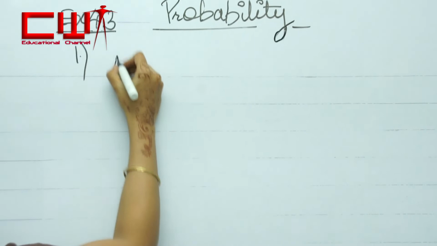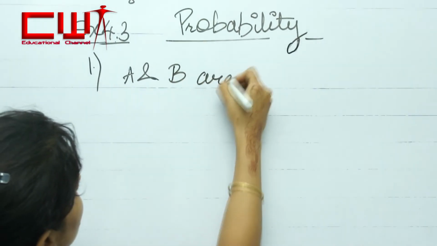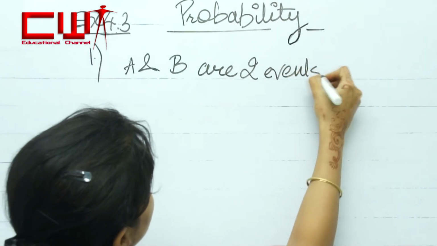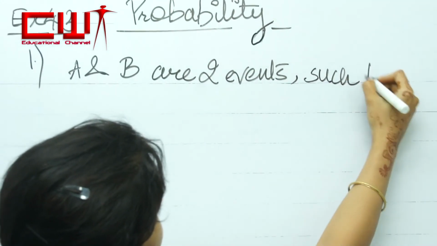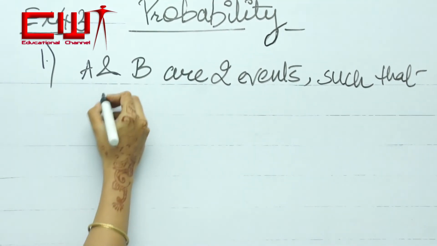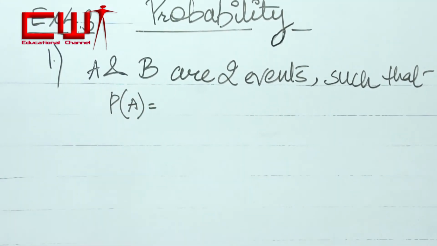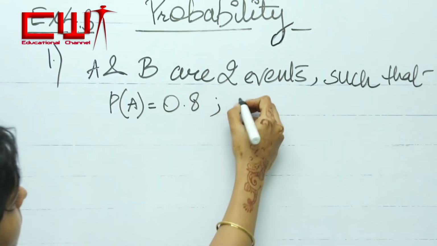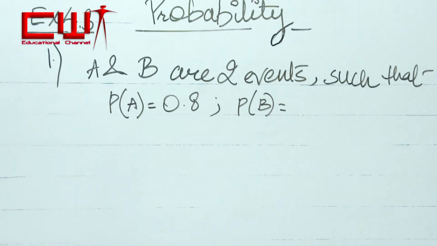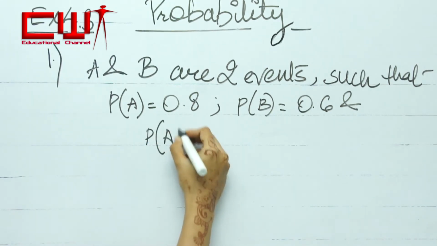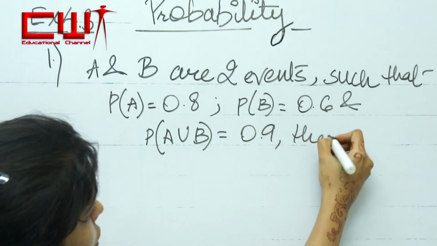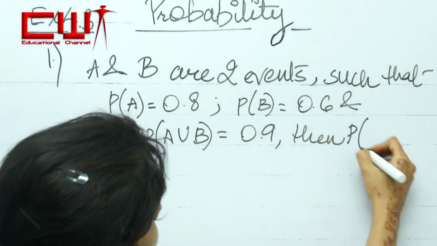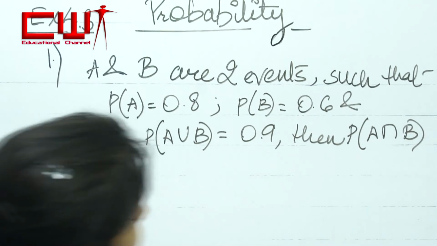It says A and B are 2 events such that, this is all given in the question, right? Probability of A is 0.8. Probability of B is 0.6. And they say probability of A union B is 0.9. You have to find out the probability of A intersection B.